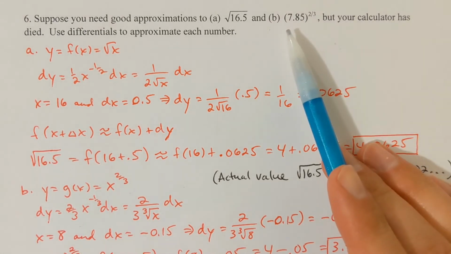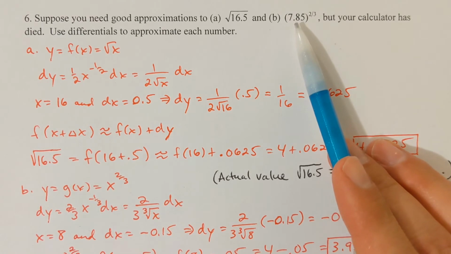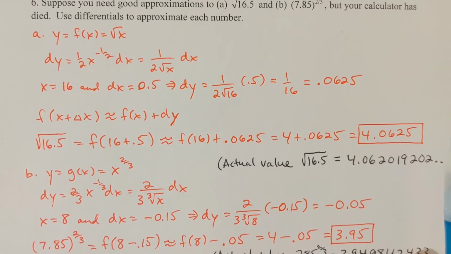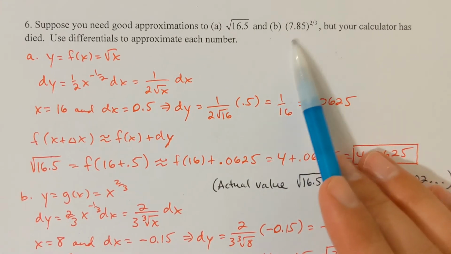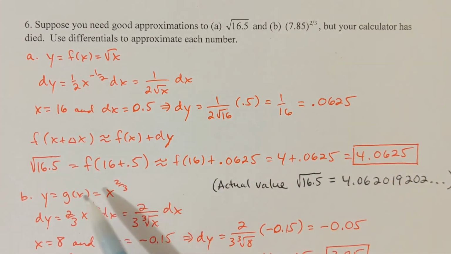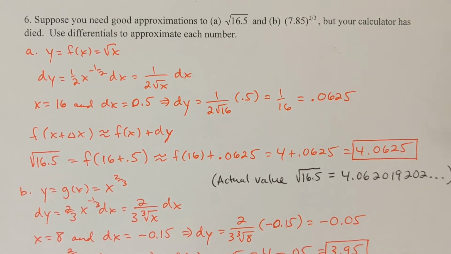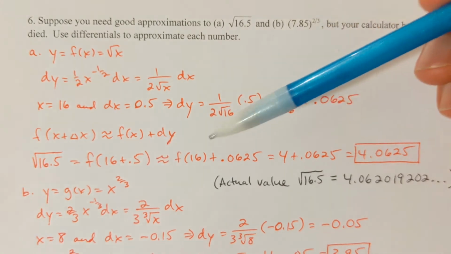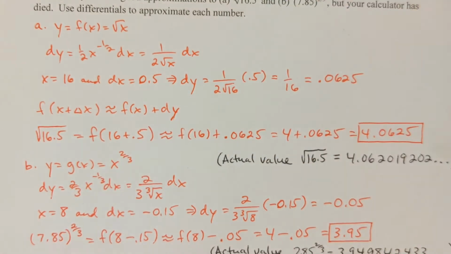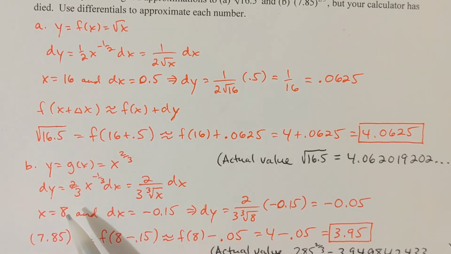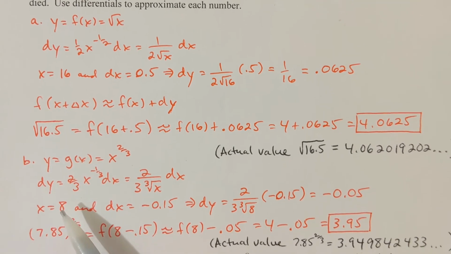Part B, we want to find the approximate value of 7.885 to the 2/3 power. Well, I need a function. I'm going to call this y equal g of x, and since I'm raising a number to the 2/3 power, let's let g of x be x to the 2/3 power. Now I need a number x that I know x to the 2/3 power for. Well, if x is 8, 8 to the 1/3 is 2, that's the cube root of 8, and then squared would be 4. So 8 to the 2/3 is 4. That's easy enough to get without a calculator.